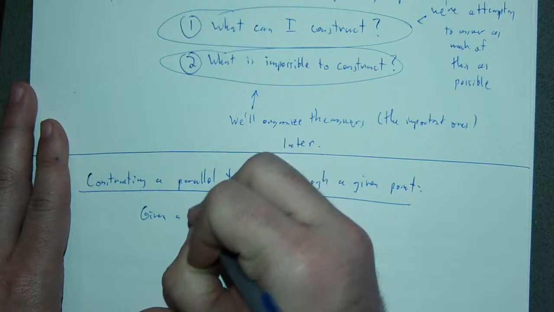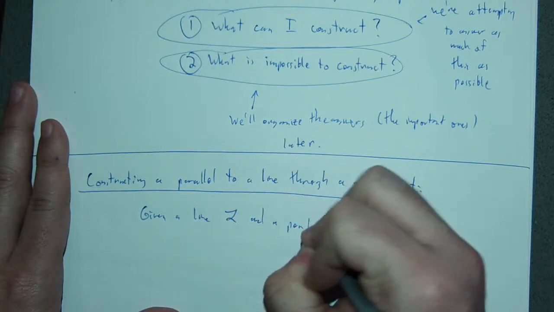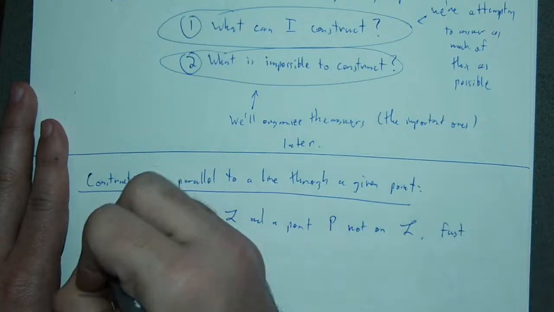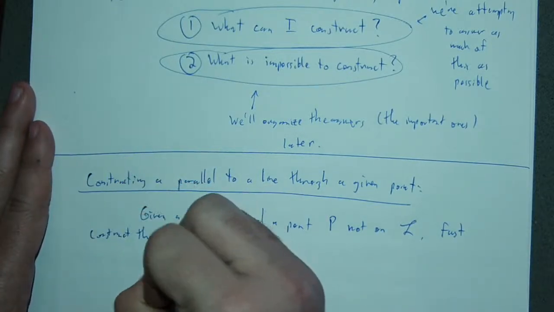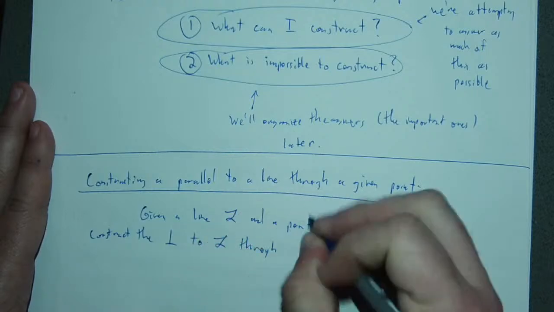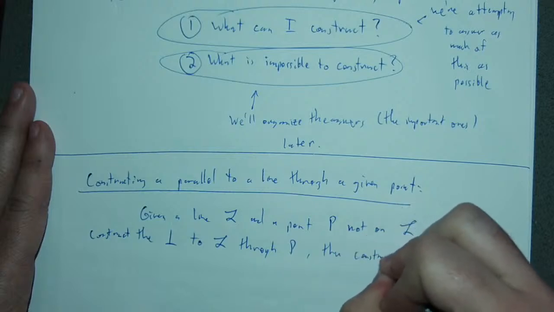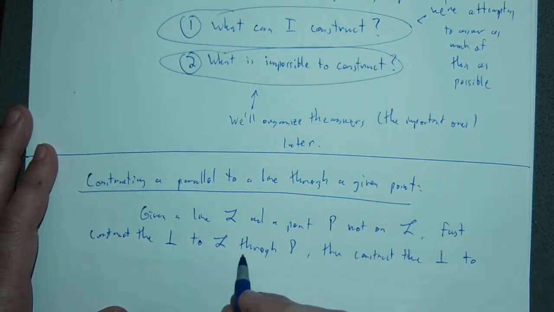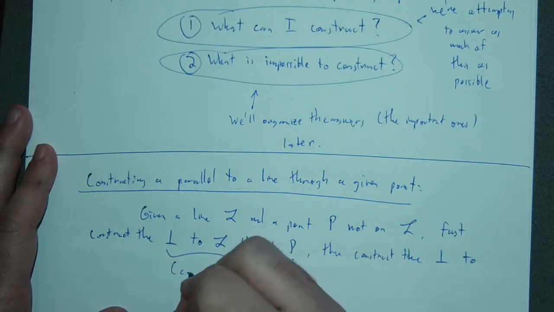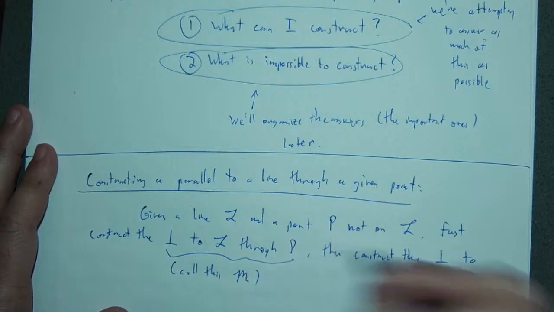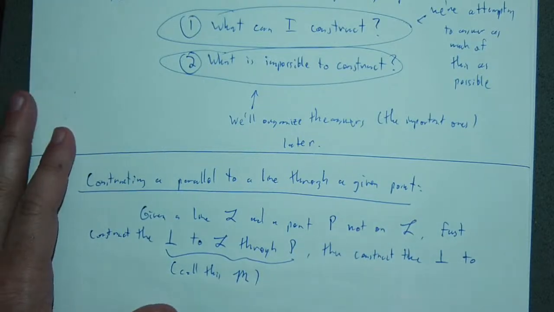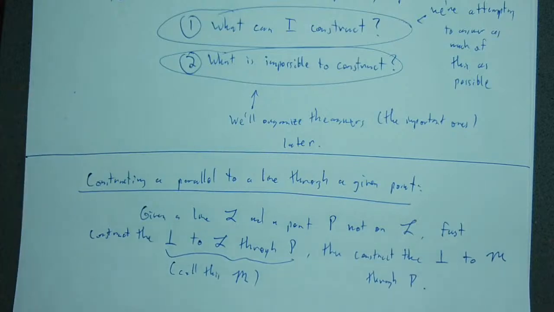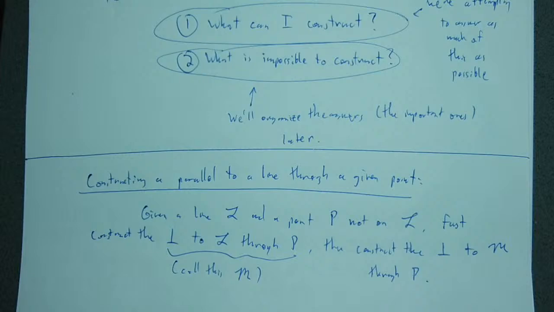Given a line L and a point P not on L, first construct the perpendicular to L through P. Call this the line M. Then construct the perpendicular to M through P. And that does it.